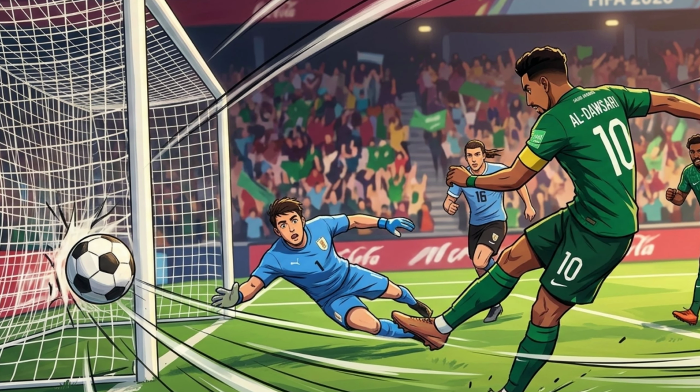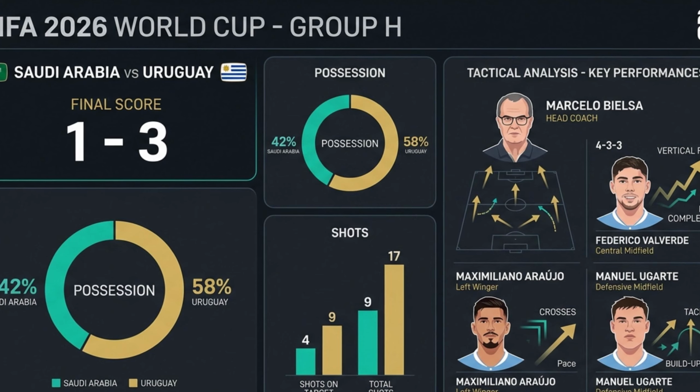A hard-fought 2-1 victory for Uruguay! While Saudi Arabia showed great spirit, that early control and Valverde's class ultimately sealed it for Bielsa. It's a fascinating start to Group H, Sarah.